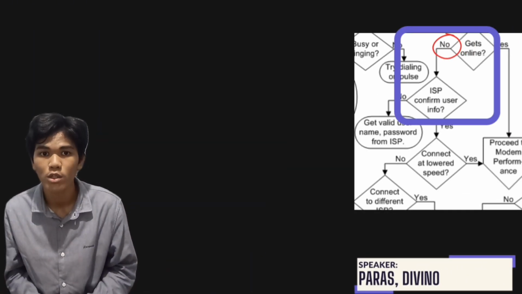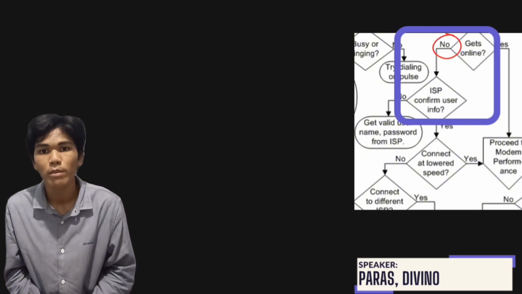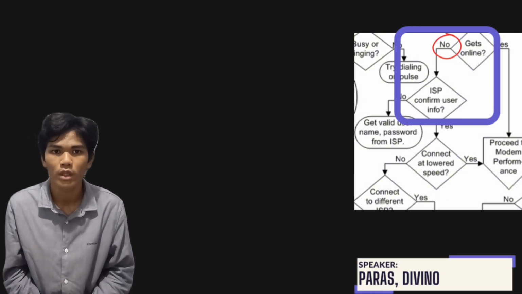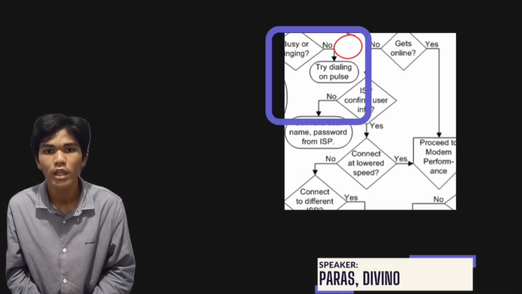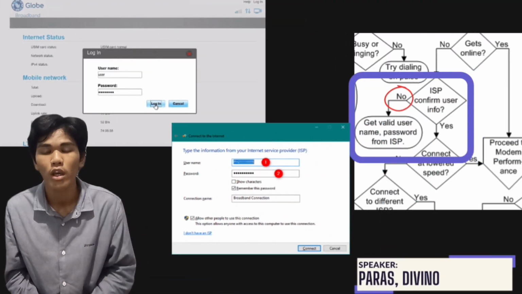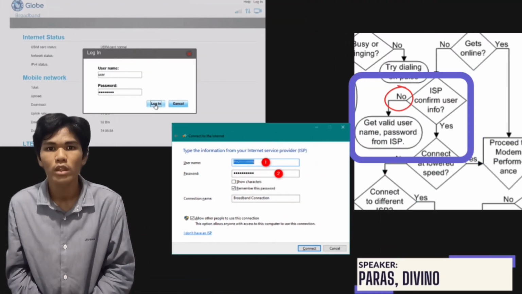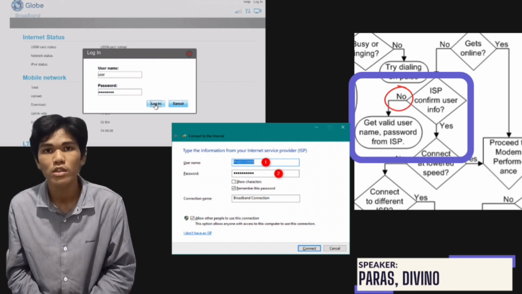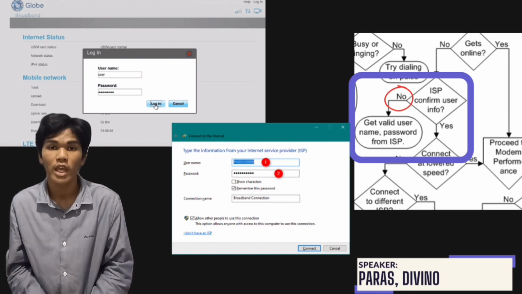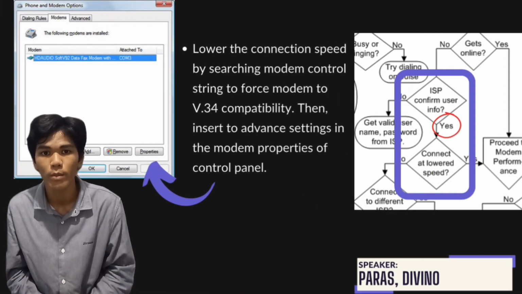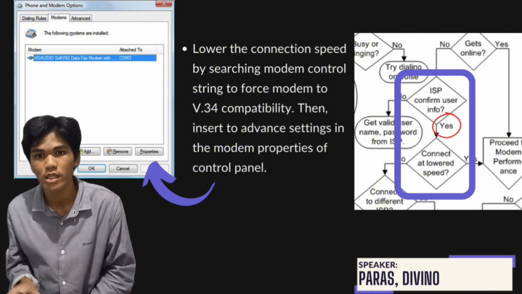But going back to Gets Online, if no, then they might be confirming your user info. If it's your first time dialing, then proceed with no and re-enter your login information. Just know that when there are random errors, then it's probably because of the weather or the time of day. If they have confirmed your login information, then please proceed with yes.